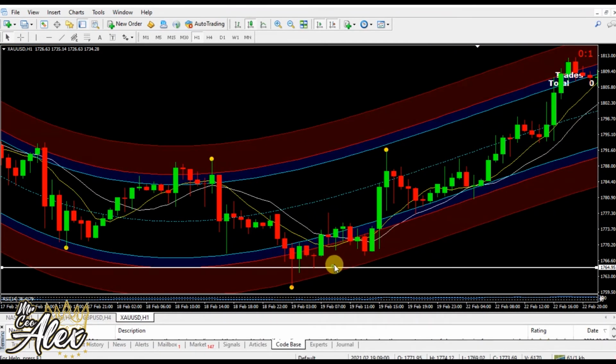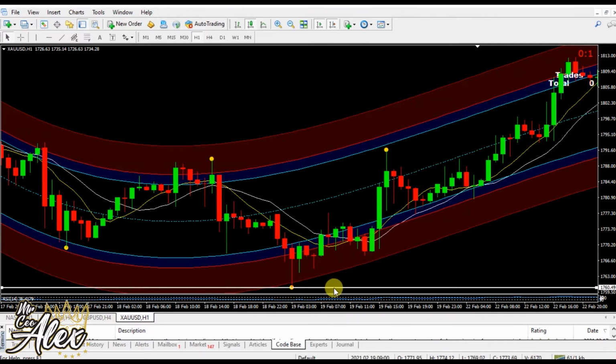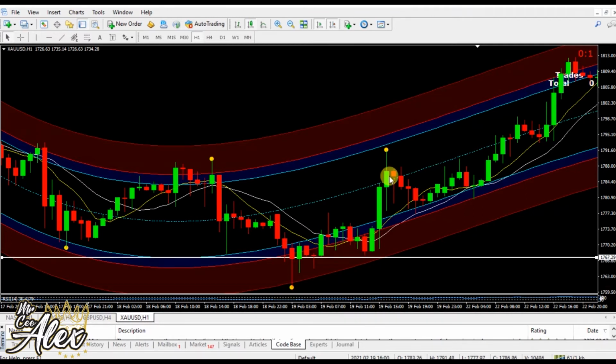Price creates a high right here, then a higher low, and this is an indication that gold is changing trend. So it's no longer creating lower highs, it's creating higher highs and higher lows. So I would move my stop loss from below this to right here, and then boom, price shot up all the way close to the blue area.